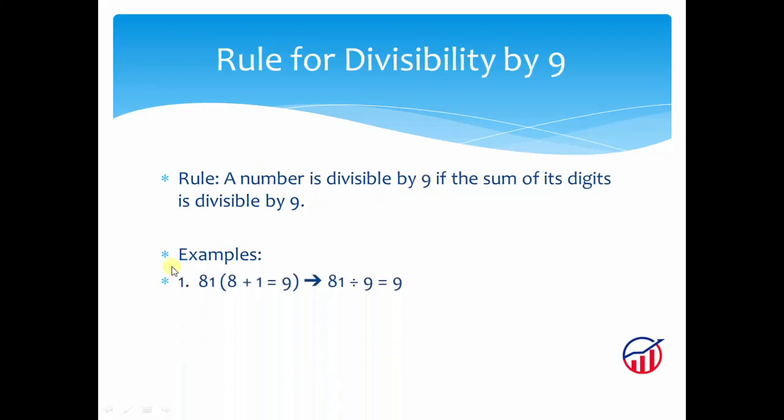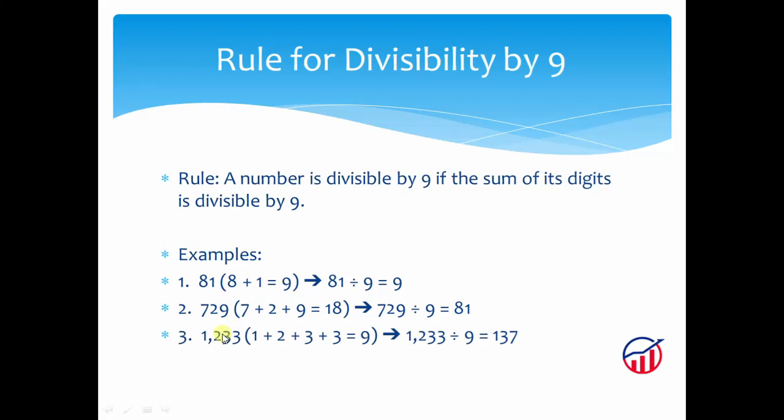Example over here, 81. So 8 plus 1 is 9, which is divisible by 9. Hence the entire number 81 is divisible by 9. 729. So you add the digits, 7 plus 2 plus 9, which is 18, which is divisible by 9. Hence the entire number 729 is divisible by 9.